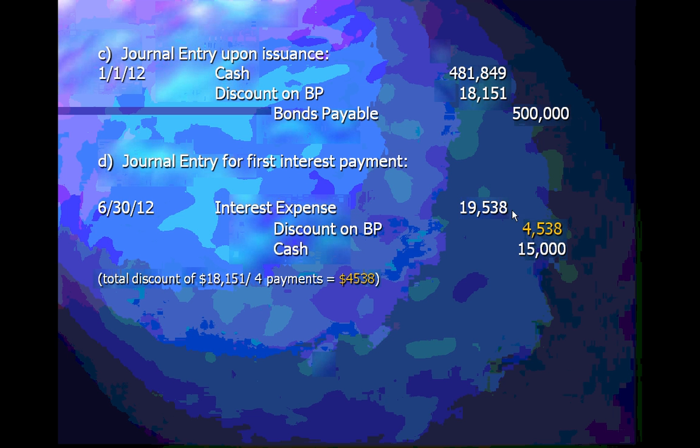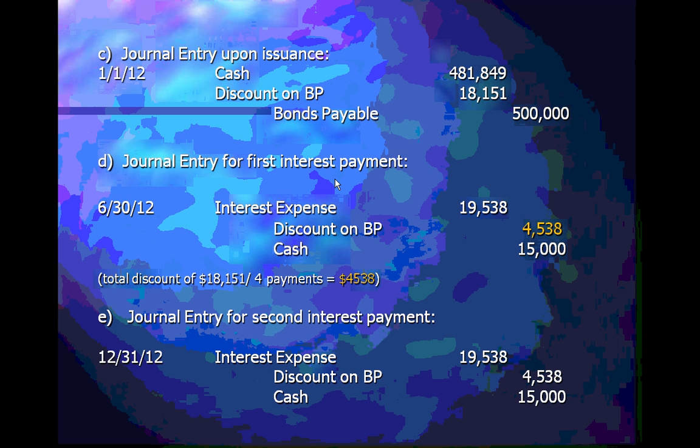You add that in here, and actually the interest expense that we record on the books is bigger than the cash we send out to the bondholders. So 15,000 plus 4538 gives me 19,538, and that is my interest journal entry right there for the first interest payment. Next question was second interest payment. Well, guess what? It's exactly the same. Doesn't change. Just like the other interest payments, when there were no discounts or premiums, you spread this out over the life of the bond. So you're going to get 4 of these.